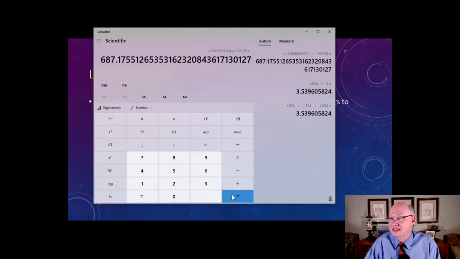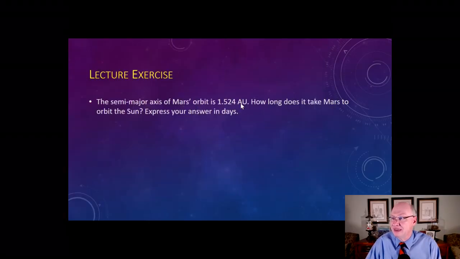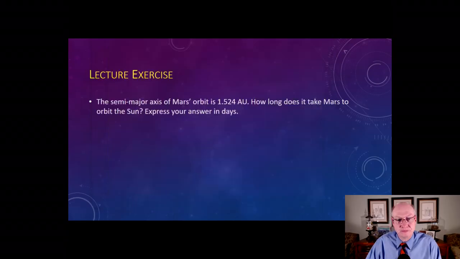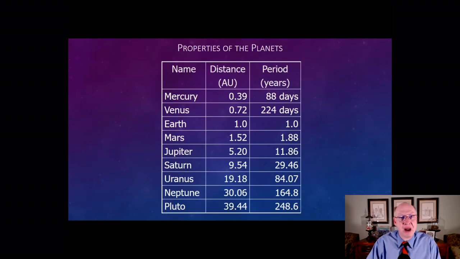And so the total length it takes Mars to orbit the sun is 687.2 days. And that's to the proper number of significant figures, because I gave you in the problem to begin with that the orbit has 4 significant figures. So the answer is 687.2 days. That's how long it takes Mars to orbit the sun. Okay? All right. Here are the properties of the planets.